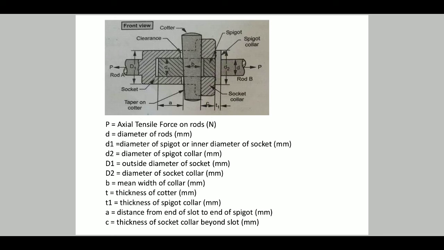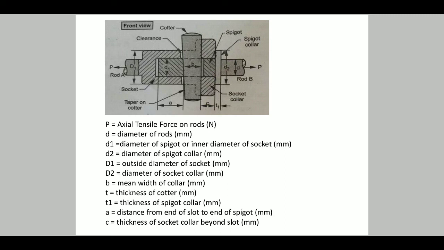d2 is the diameter of spigot collar. We can see it on the right side of the figure. d3 is the outside diameter of socket, while d4 is the diameter of socket collar as shown in the figure. b is the mean width of cotter in mm. t is the thickness of cotter. t1 is the thickness of spigot collar in mm.